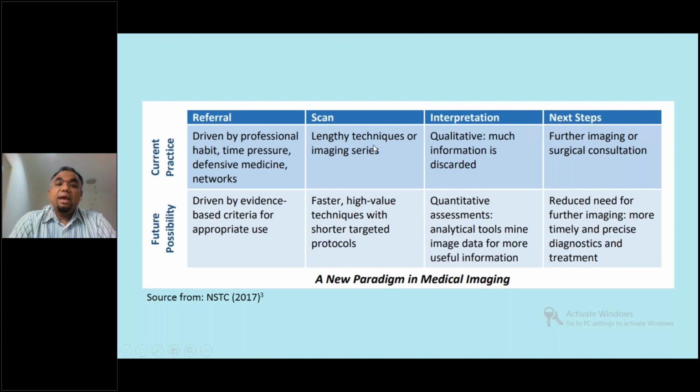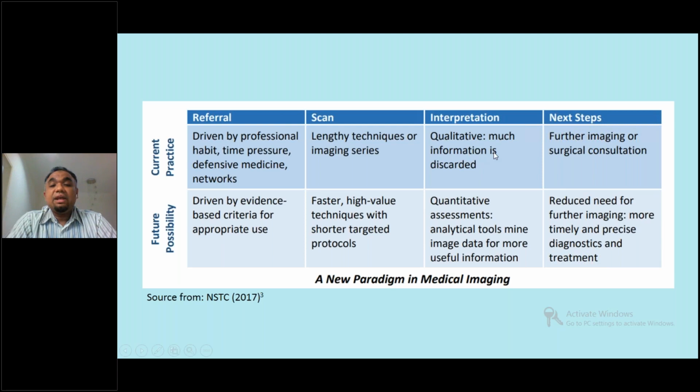And then at the end of the day, we can have scans that are very specific to a particular disease, giving us a high value technique with a shorter targeted protocol as compared to the lengthy techniques or imaging series we have now. Imagine a specialist or radiologist who has so many sequences they want to do, but with the help of the technology available now, we don't need such lengthy techniques.